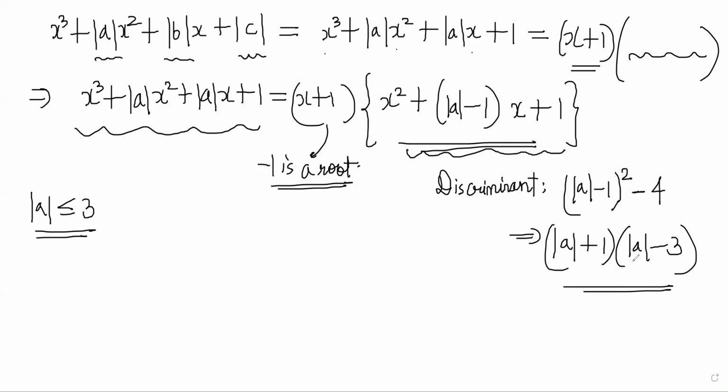In that case, if mod A is less than or equal to 3, you have two cases. Mod A is less than or equal to 3, then this part is definitely negative, and mod A plus 1 will be positive. So the overall discriminant is actually negative, because this part is negative and this part will be positive, because mod A will be greater than 0, but it is less than 3. Correct. So if this discriminant is negative, that means the quadratic here has two non-real roots.